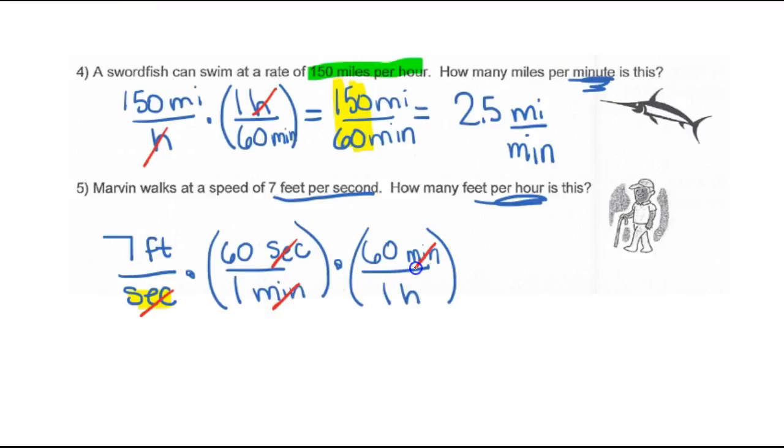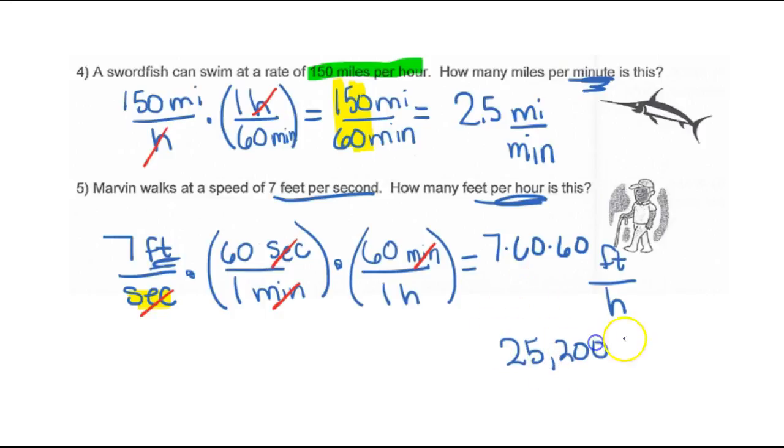Now my minutes have canceled, and I have 7 times 60 times 60. Oh, I have to go all the way back here for my unit. Feet per hour. 7 times 60 times 60. If you plug this into your calculator, you're going to get 25,200 feet per hour.